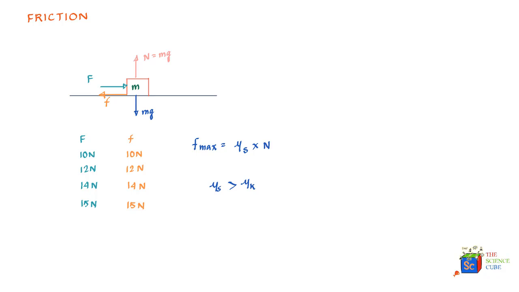Now, it's easy to find mu s. How it is found is that you take a block of, let us say, mass m, you put it on an inclined plane, and you kind of crank up the incline, you increase the angle to a point where the box just starts about sliding down.